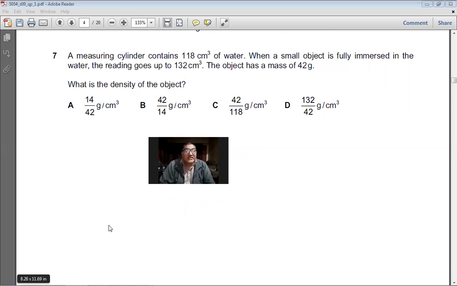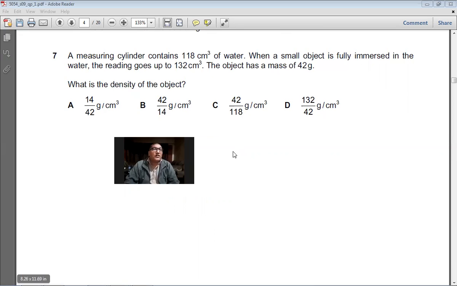A measuring cylinder contains 118 centimeter cube of water. When a small object is fully immersed in the water, the reading goes up to 132 centimeter cube. The object has a mass of 42 gram. What is the density of the object? Now you see, we can find the volume of that object. That is V2 minus V1.